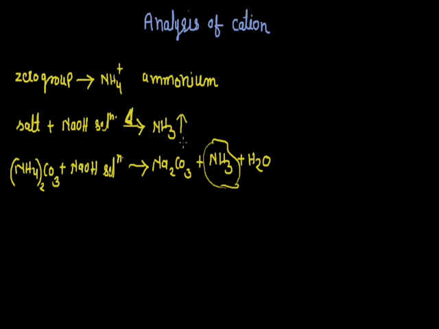Now, this is the preliminary test for the ammonium ion. So now we are confirming this ammonium. First we draw a table. The first column is the experiment. Second is the result of this experiment, that is called observation. And third is inference.